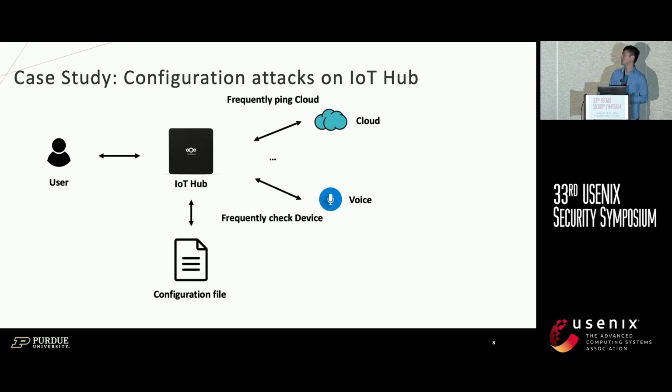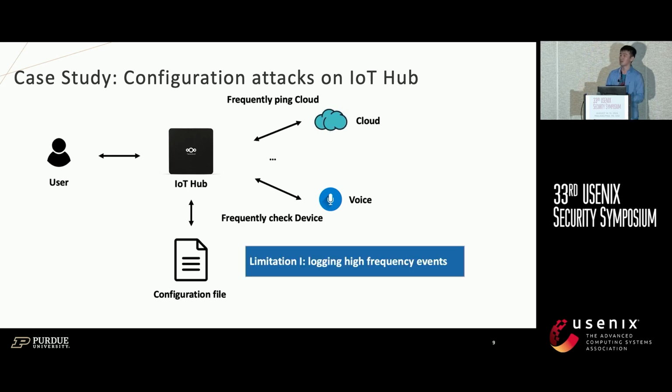And another feature of the IoT hub is that it will frequently do a lot of routine tasks. These tasks are usually benign. For example, it will frequently ping some cloud and frequently check some IoT devices to make sure they are correct. So here comes the first limitation: it will log a lot of these high-frequency events which do not cause harm to the system or even change the system state.